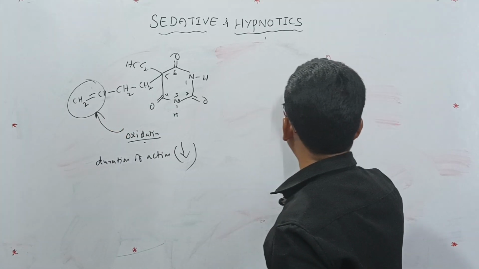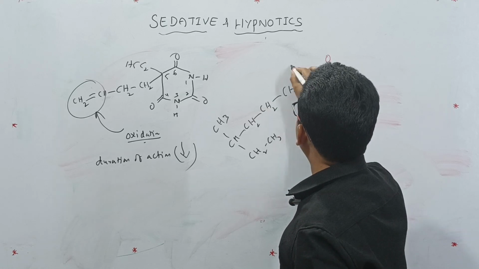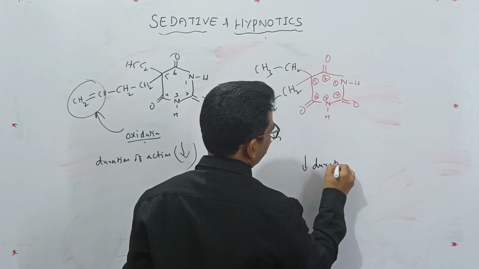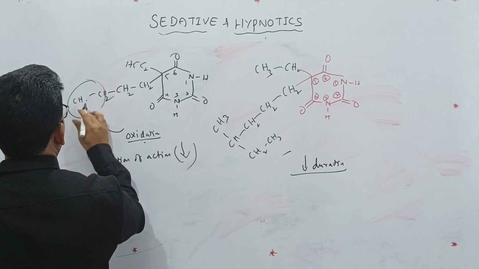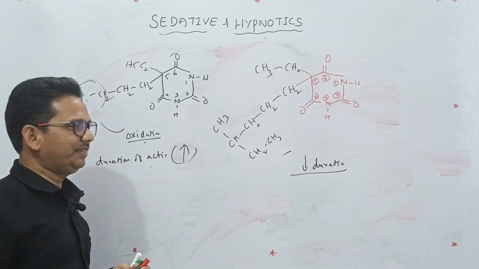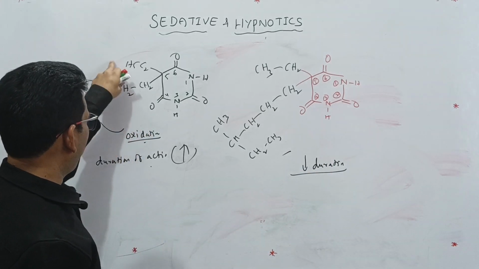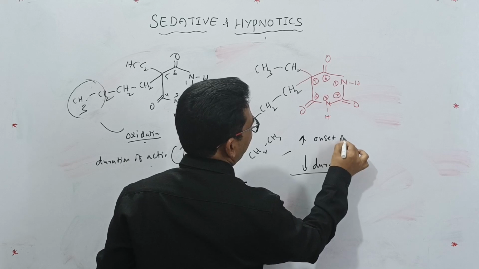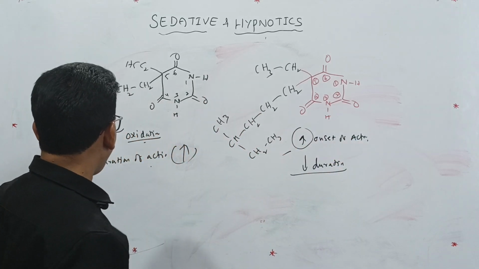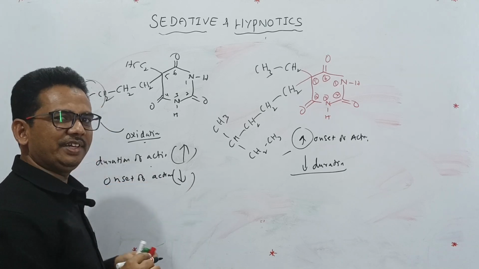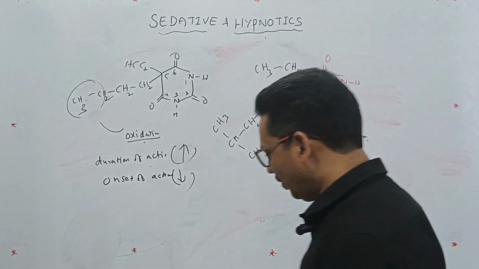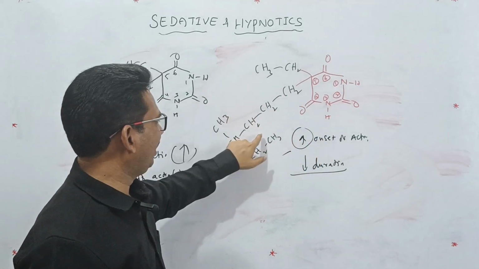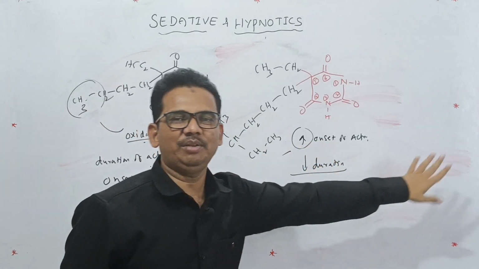If, for example, you might be thinking, in this case it has more branches, more branches decrease the duration. Less branches, or no branches, increase the duration of action. See how much difference is there? Branches decrease the duration of action, no branches increase it, but the branches increase the onset of action. If we want more onset of action, we have to increase these branches, but they easily undergo oxidation. That's why the duration of action will decrease.